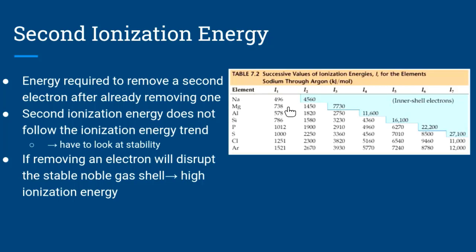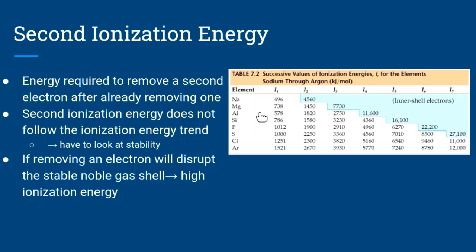So after you remove the first electron from sodium, it has a full shell, right? But then you try to remove a second electron from Na+, it has a really high ionization energy. The reason for that is because after sodium loses its first electron, it already has a full shell. So it really does not want to lose that extra electron and then lose its full shell.